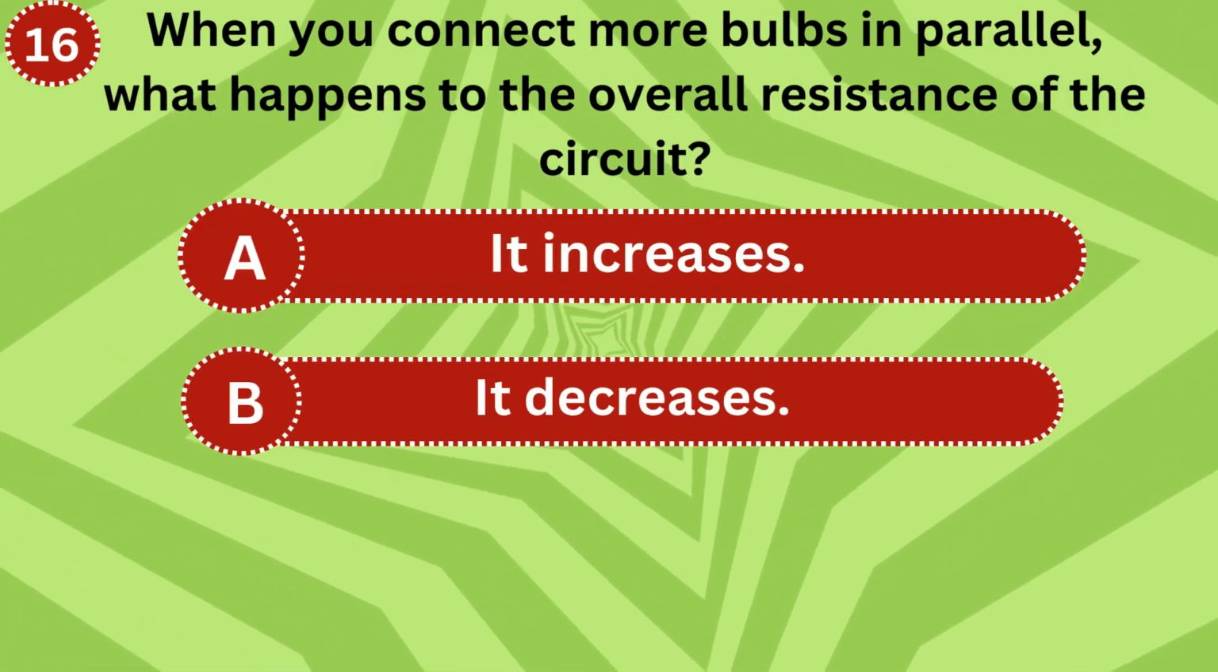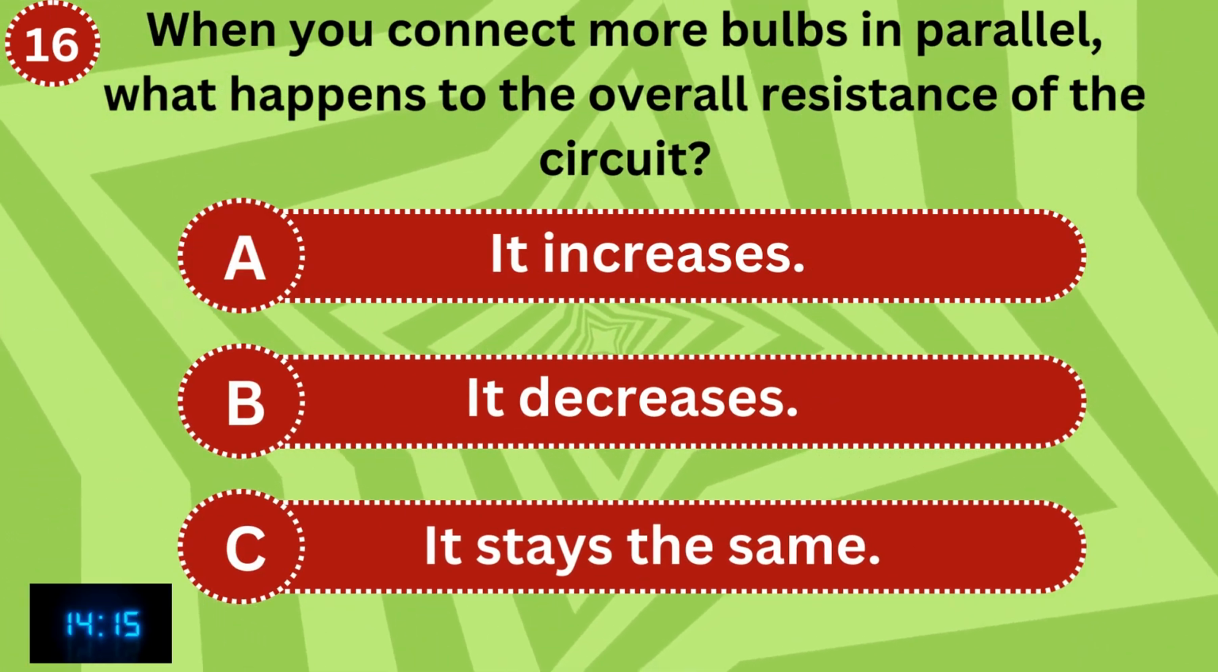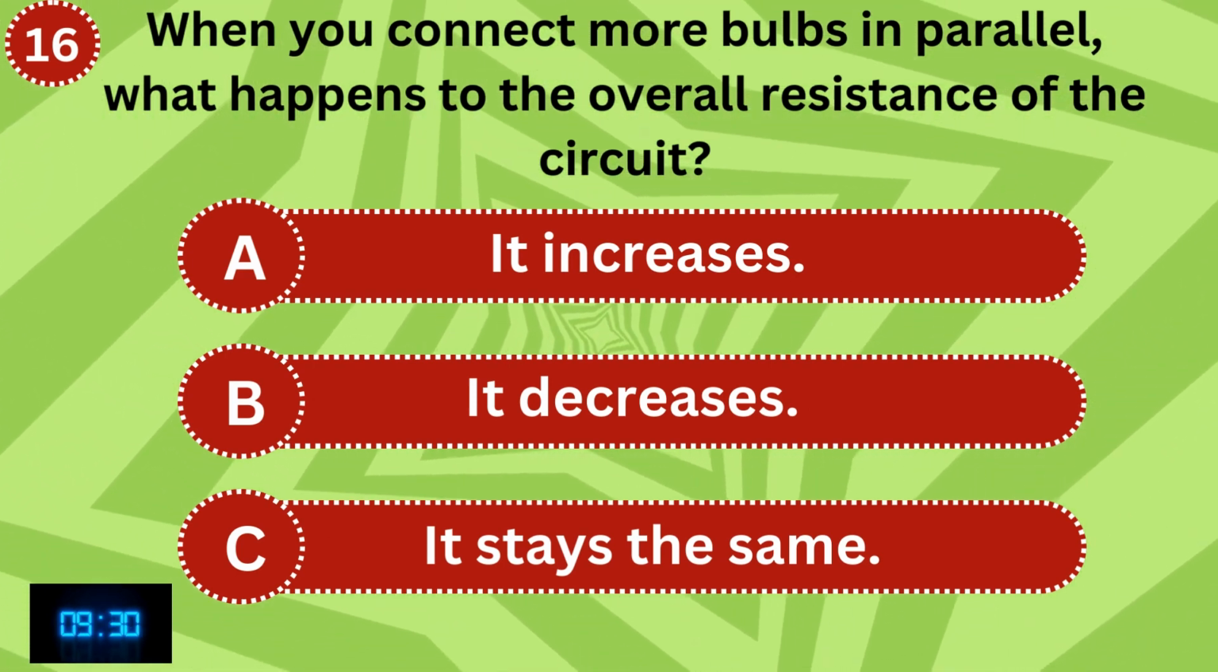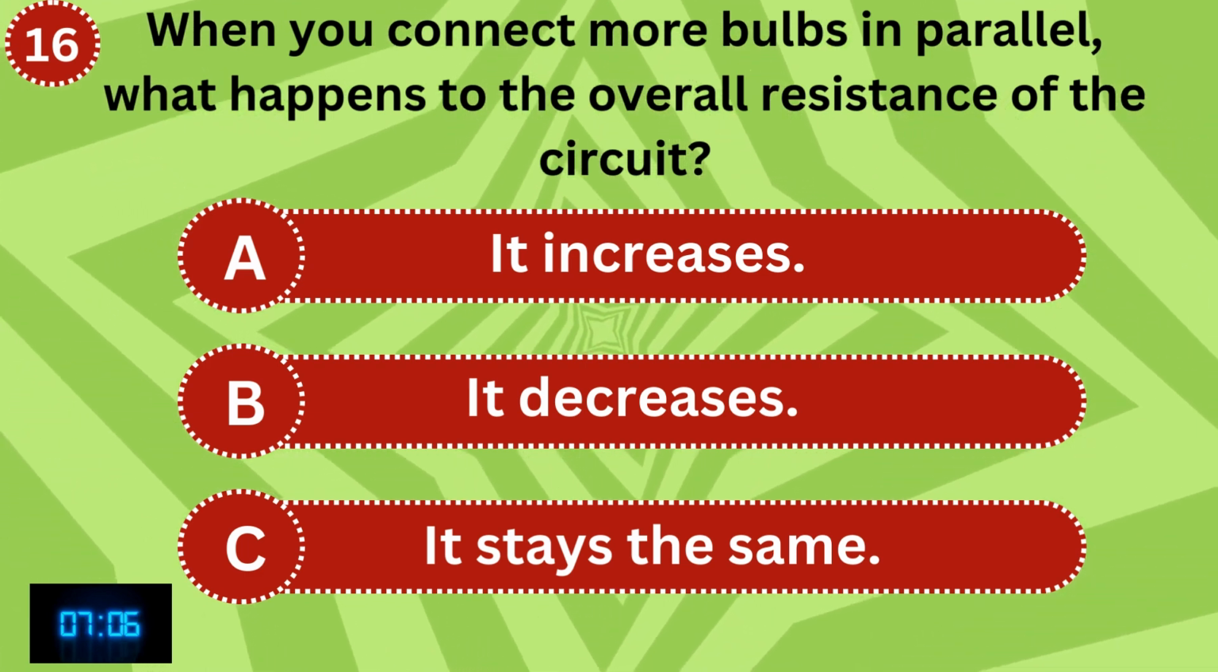When you connect more bulbs in parallel, what happens to the overall resistance of the circuit? It increases? It decreases? It stays the same?